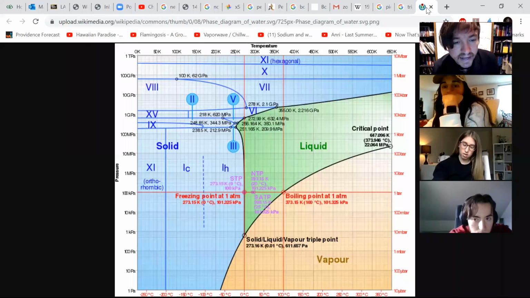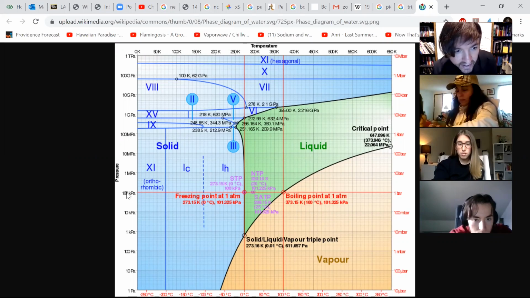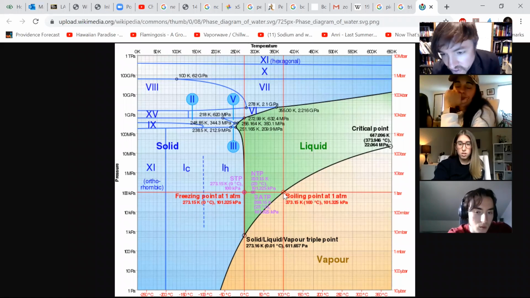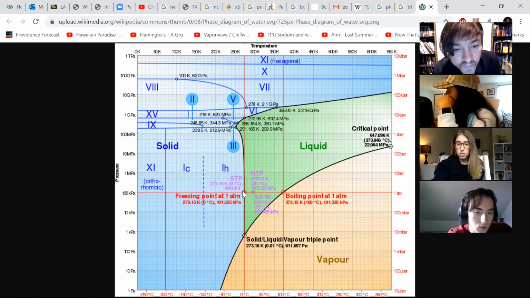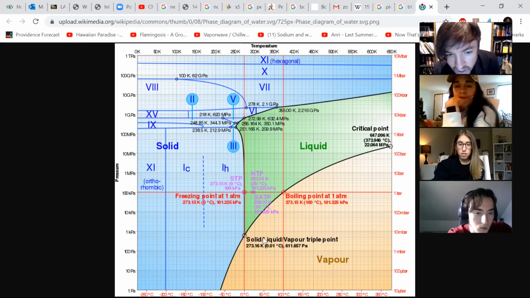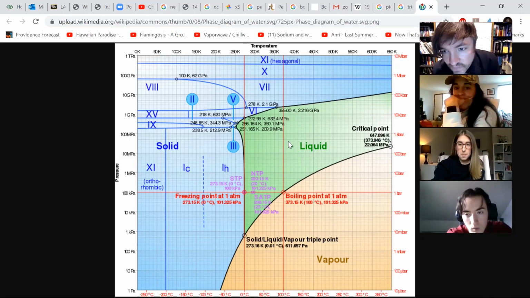You have lived your life entirely along this horizontal red line at 100 kilopascals, which is sea pressure. You're used to water going from freezing to liquid at 0 degrees Celsius, and you're used to water boiling at 100 degrees Celsius. But look at this. If you lower the pressure, like the pressure on Mars, which is probably under 1 kilopascal, Mars is not capable today of having any liquid water at its surface.